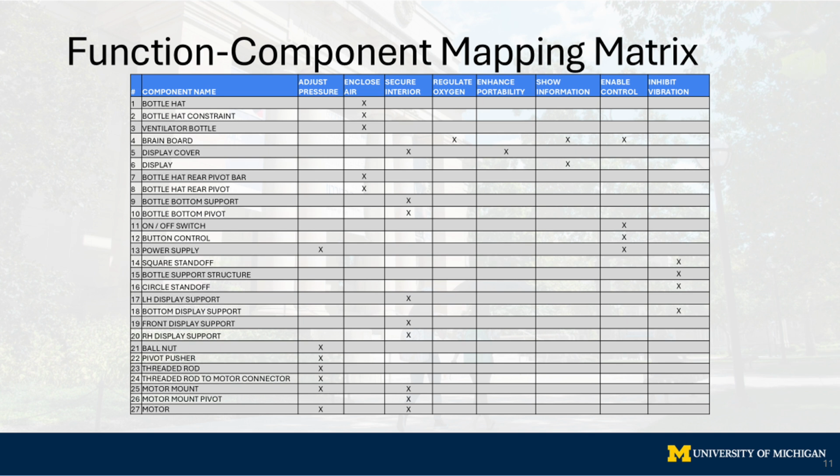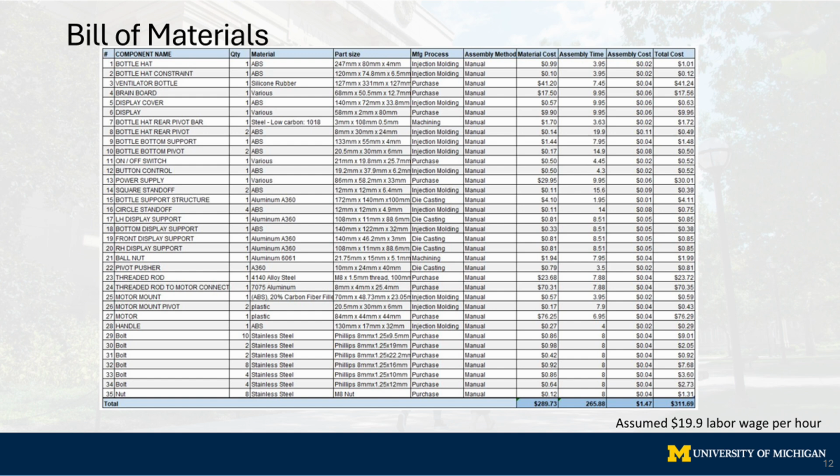You'll notice that most components have one single function, with the most popular being adjust pressure, secure interior, and inhibit vibration. The presence of multiple components on these functions indicates the opportunity to apply design for manufacturing principles on a redesign of the ventilator. The breakdown of the BOM is shown below.